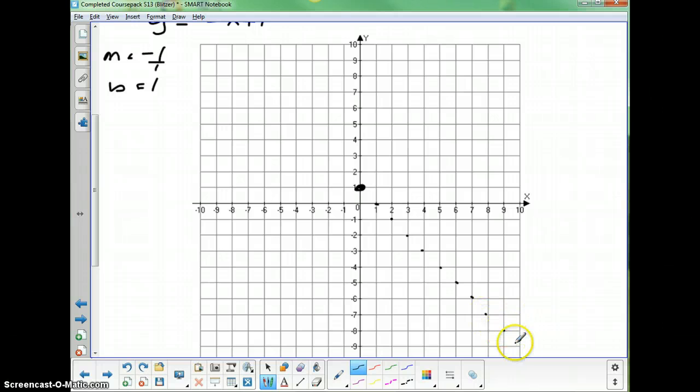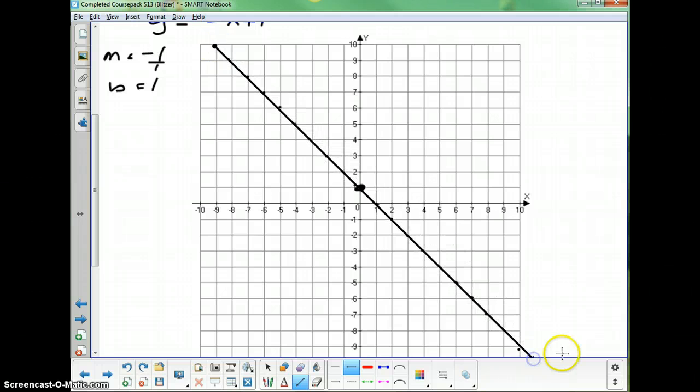And vice versa, we can go back 1, up 1, back 1 and up 1 to graph all the rest of the ordered pairs. And we're going to connect those. So let me grab a line tool and connect. Alright, graph the first line. Now we need to graph the next one.